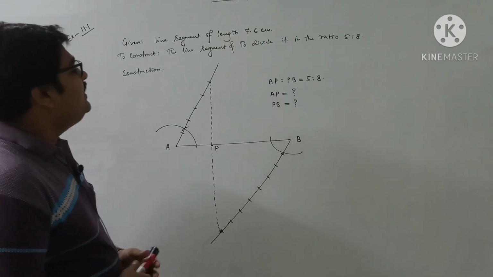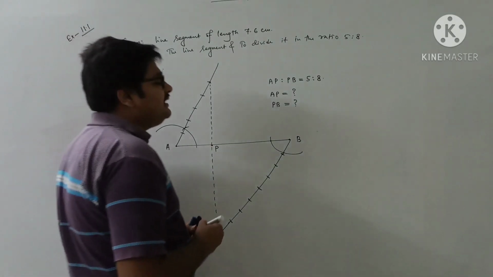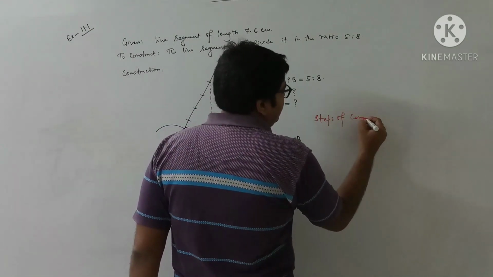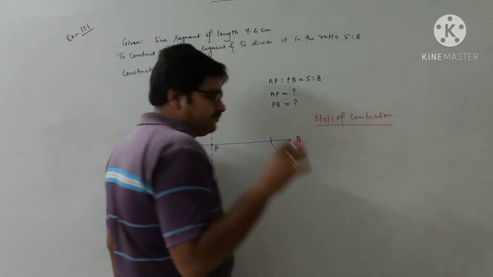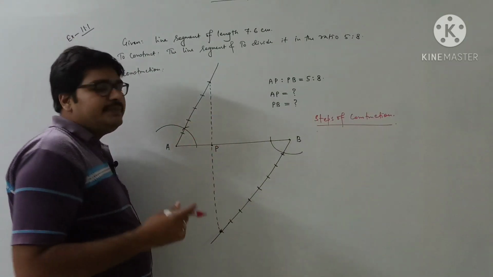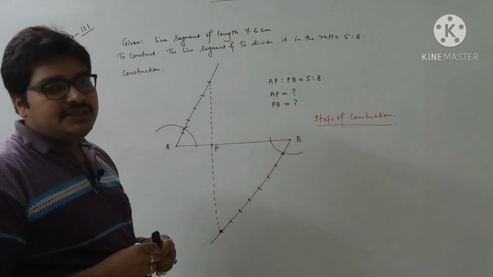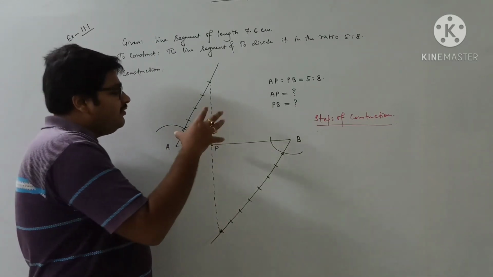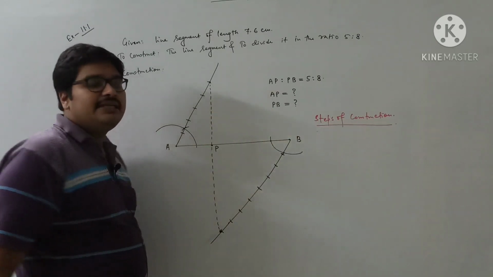Okay. Now your work is completed, but now you have to write the steps of construction. One thing I must say here: in your examination, this construction part is generally a 4 marks question. For a 4 marks question, around 2.5 to 3 marks are given for the construction, and 1.5 or 1 mark is given for writing the steps of construction.